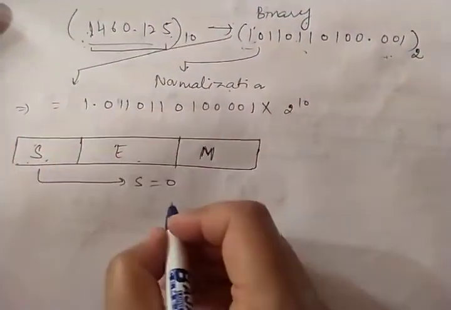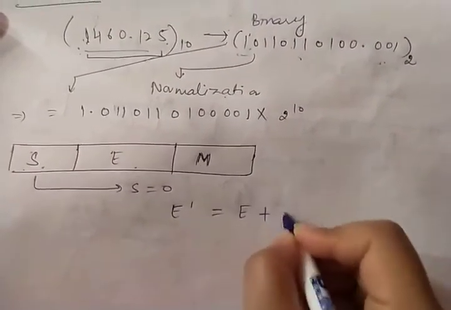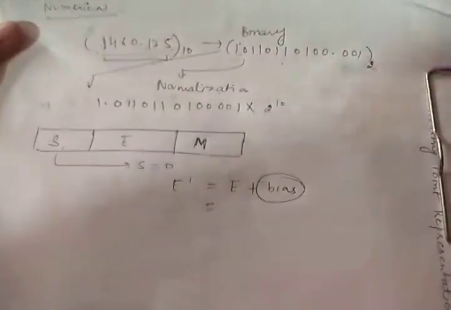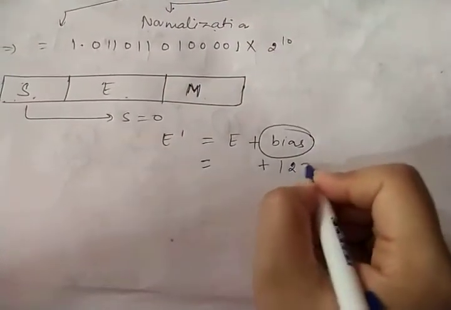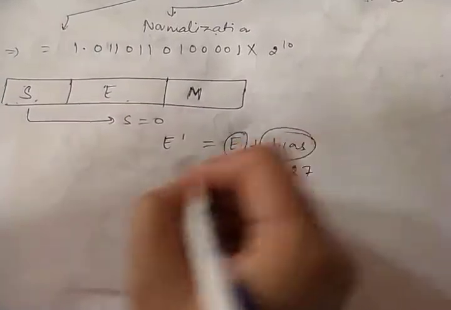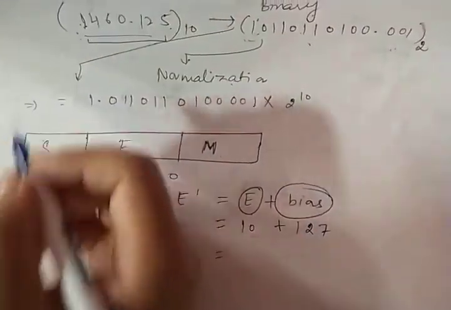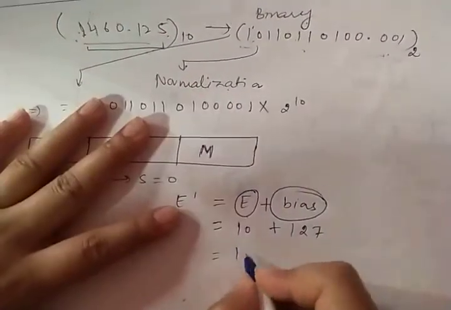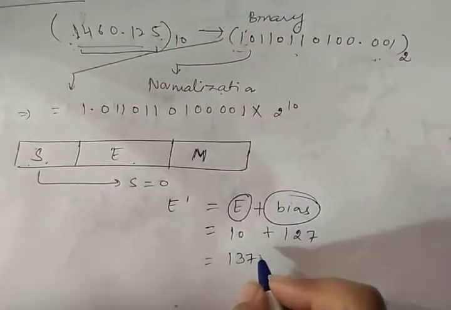Now we need to get the value of e dash, which is equal to e plus bias. You can see for 32-bit format the value of bias was 127, and e stands for exponential, which is equal to 10. After adding this, you will get 137. Now you can see that 137 is again the decimal value.